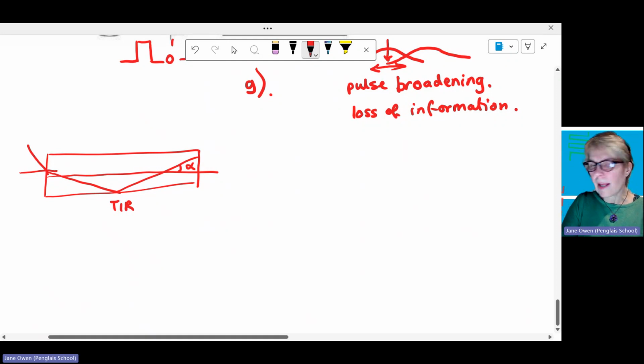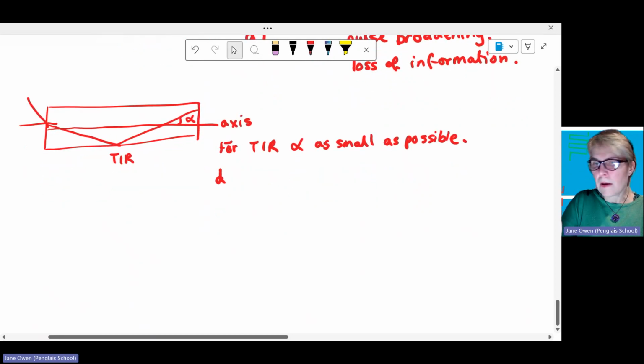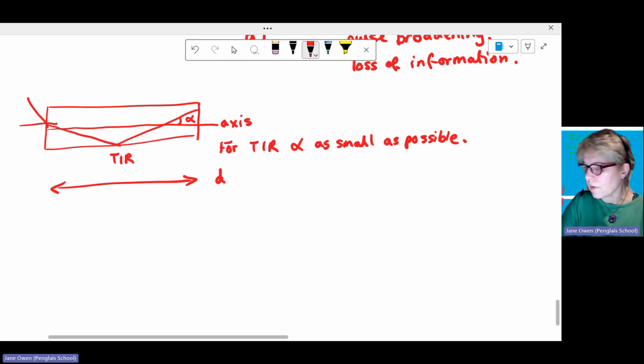And if it's traveling at that angle to the central axis, then for total internal reflection, you want this angle to be as small as possible. Okay, so what we've got is that the total distance is given by the whole of the fiber optic, the travel. And that distance is the distance parallel to that axis.